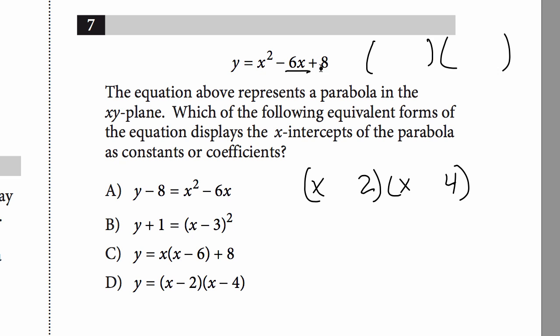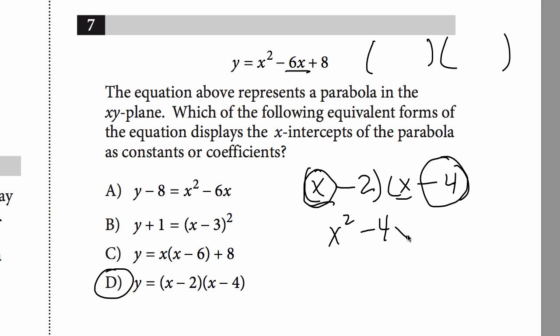When the last coefficient is positive and the middle one is negative, you're going all negatives. Okay? So that is choice D. And if you check it, it works out, right? First is x squared. Let's do outer. So the outer one is -4x. The inner one is -2x. And then finally the last is -2 and -4. When you multiply them, you get 8.